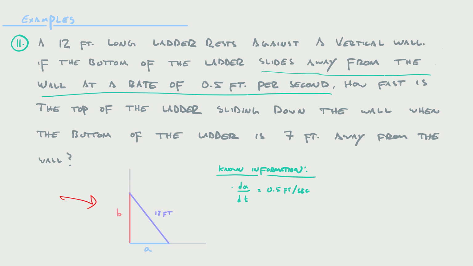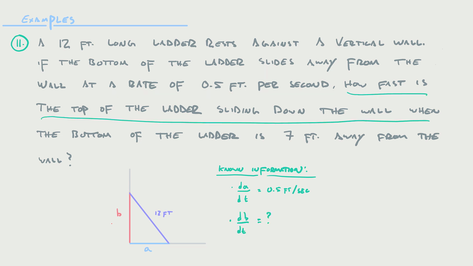I'm going to call the vertical height of the ladder b, the horizontal distance away from the wall a, and we know dA/dt is 0.5 feet per second, right? It's sliding away at a rate of 0.5 feet per second. And what we're trying to do is figure out how fast this ladder is sliding down the wall. So right away in my head, I'm like, okay, our answer is going to be negative because b is shrinking. We don't know dB/dt. That's what we're trying to find.